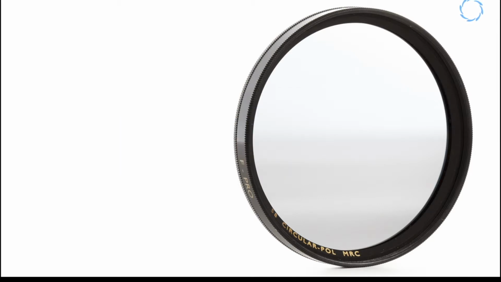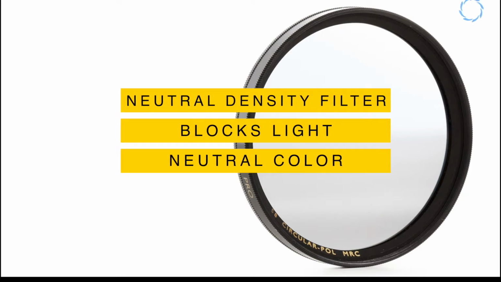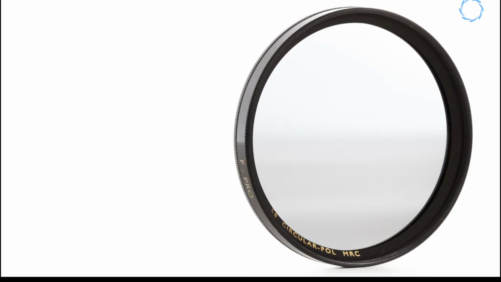And the last one that I think is going to be sort of important is what's called a neutral density filter. And a neutral density filter blocks light from coming into the camera, and it's going to be dark. It's going to be anywhere from a light gray to a dark gray, depending on how much light it's blocking from getting into your camera. Neutral density filters are used a lot in filmmaking, and they can also be used a lot in photography.